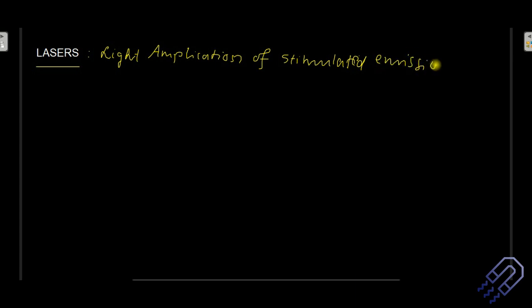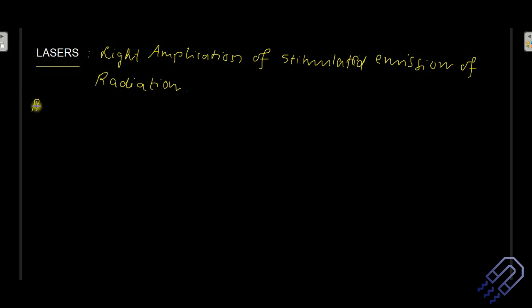Basically, laser is an acronym where L stands for light, A stands for amplification, S stands for stimulated, E stands for emission, R stands for radiation. So that's the full form of laser. It has got certain specific properties because of which it has got enormous application in daily life, and we can just look into some of the properties.